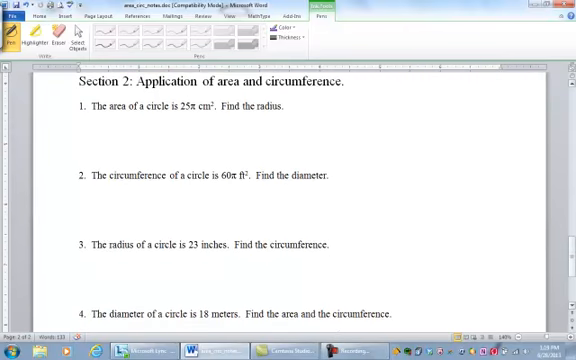Okay, our second and last section of this topic, I guess, is application of area.